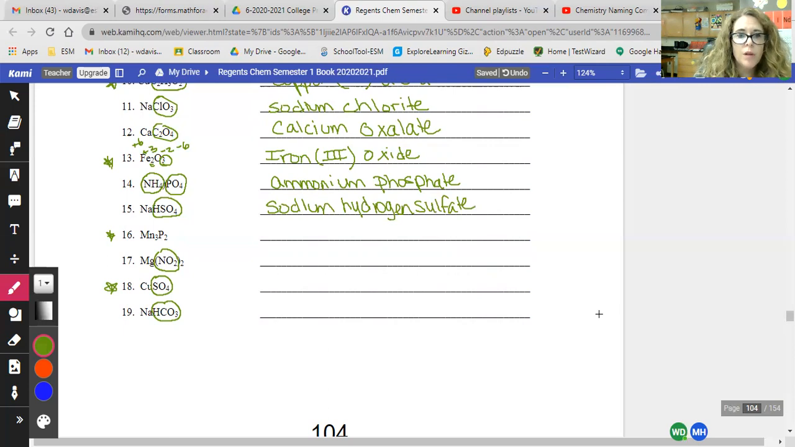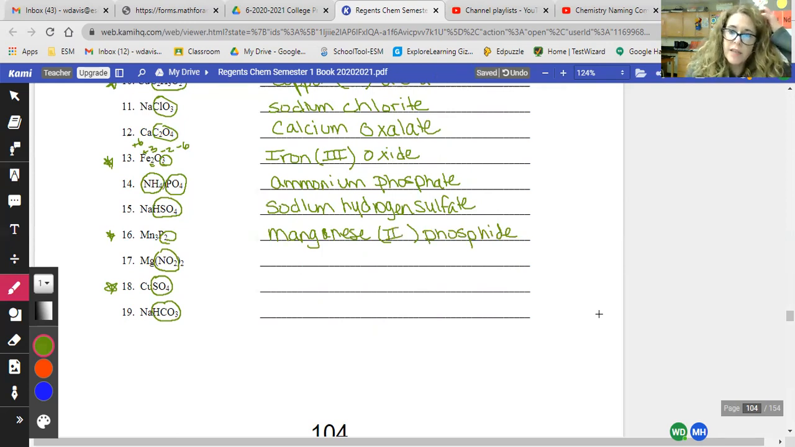I know I need a Roman numeral, so manganese, and I'm going to leave my space for my Roman numeral. And that's phosphorus, so that's going to become phosphide, not phosphate, because that would be PO4. And now I need to figure out what the charge is. Well, I probably can reverse crisscross this and grab that too. And you would be correct. But let's see, does it make sense mathematically?